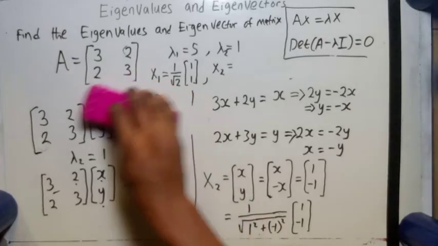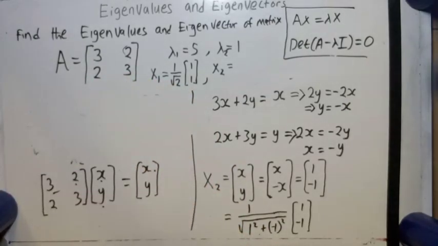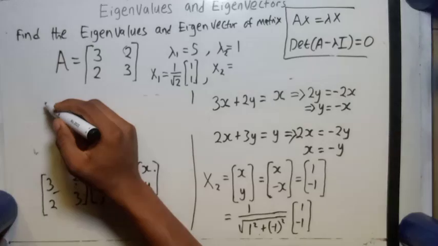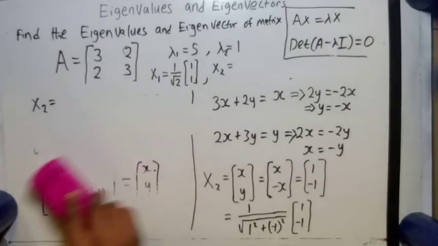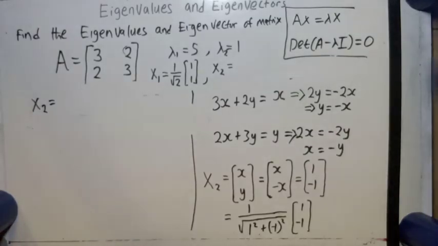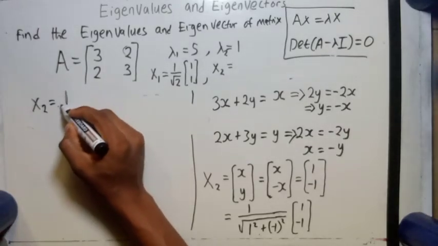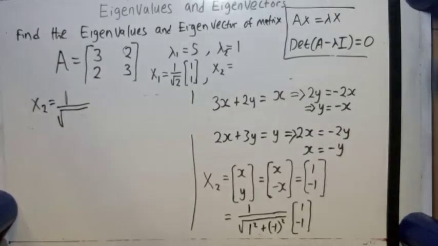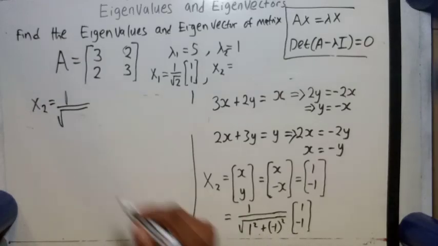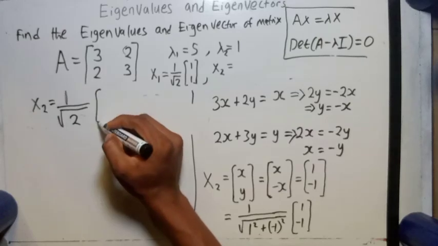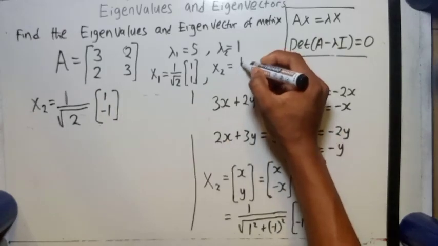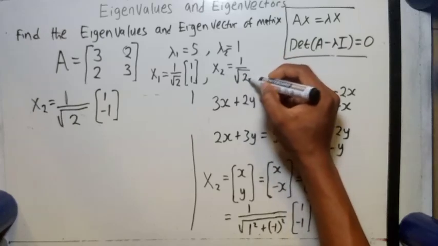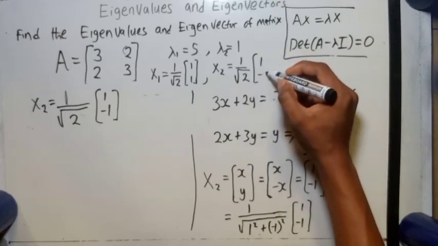Now when you solve for that, you then have that your answer is what? For your x2, you have 1 over root, this is 1 squared is 1, minus 1 squared is so what? 1. So 1 plus 1 is what? 2. Multiplied by your matrix 1, minus 1. So here it is going to be 1 over root 2, 1, minus 1.